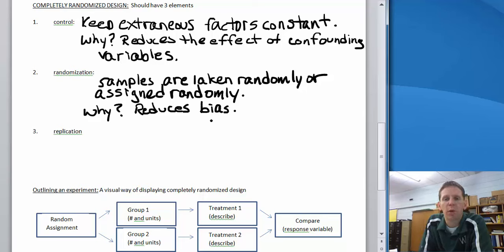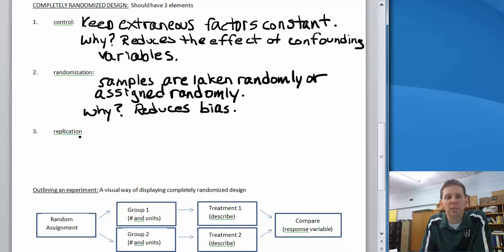If you select your sample randomly, somebody can't come back and go, well, you selected these people because you knew they were going to do well. Nope, we selected them randomly. That takes away the argument that you're rigging your data, and it provides kind of that element of fairness, which is nice. The final element of completely randomized design is something called replication.